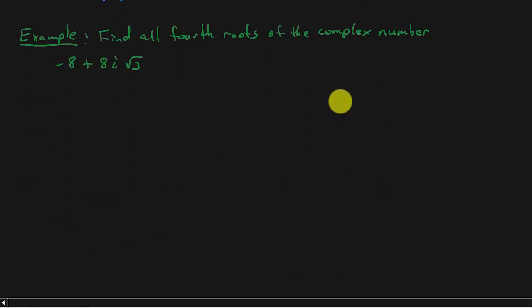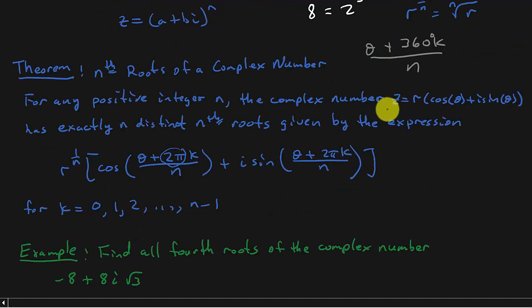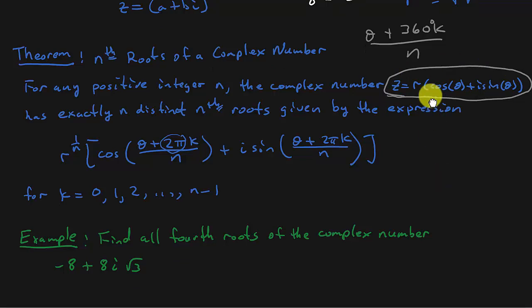So here they want us to find all fourth roots of the complex number. So the first thing we have to do is convert this to trigonometric form, because notice in the theorem, what does it say? There's your complex number, it's in trigonometric form, so we've got to convert it to trigonometric form.